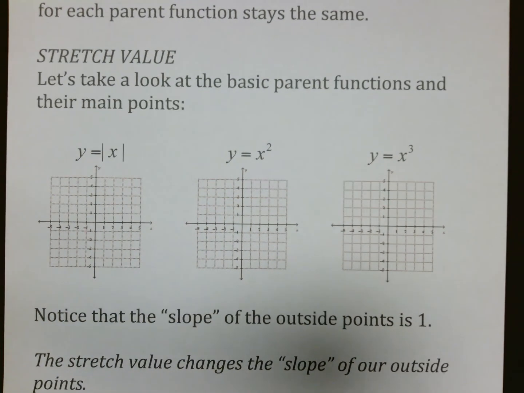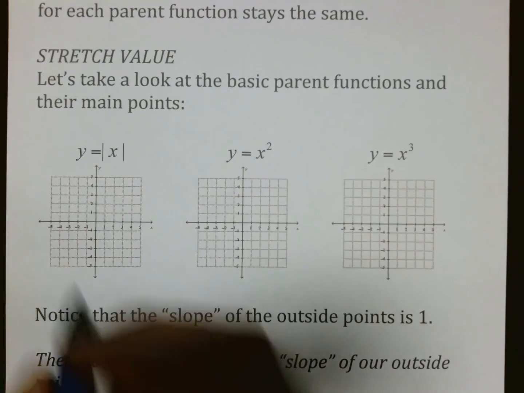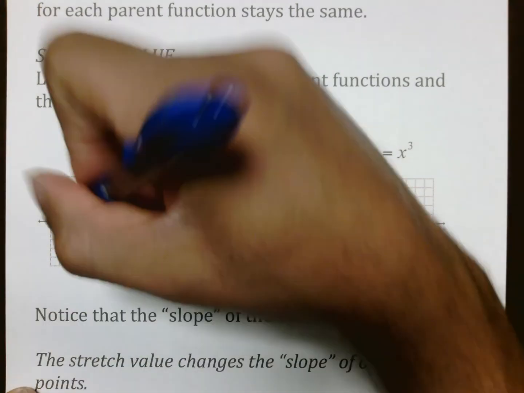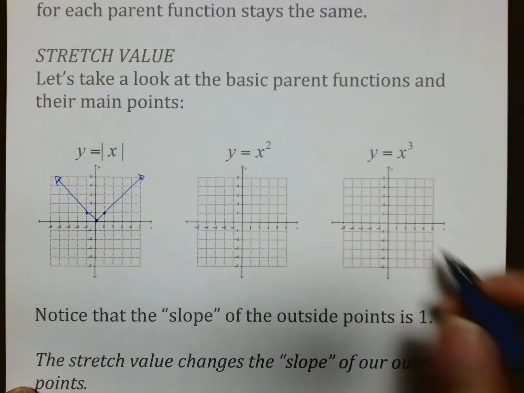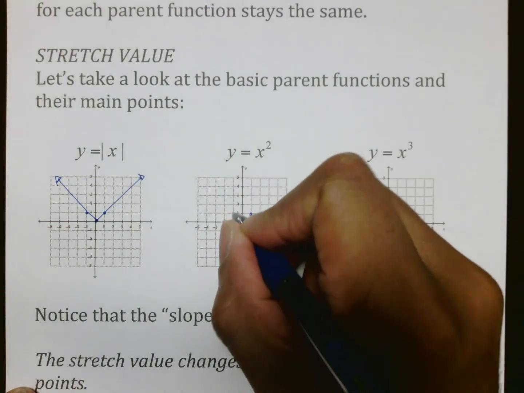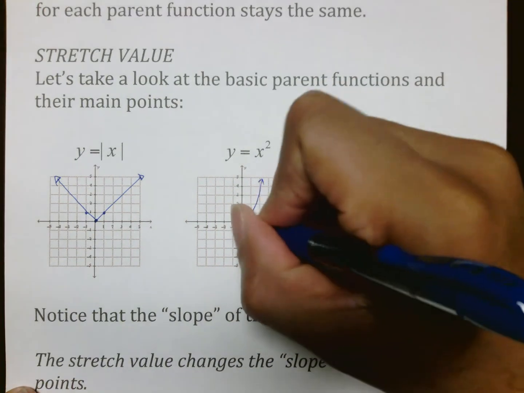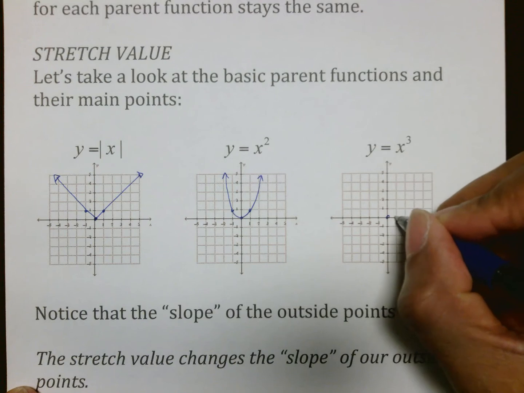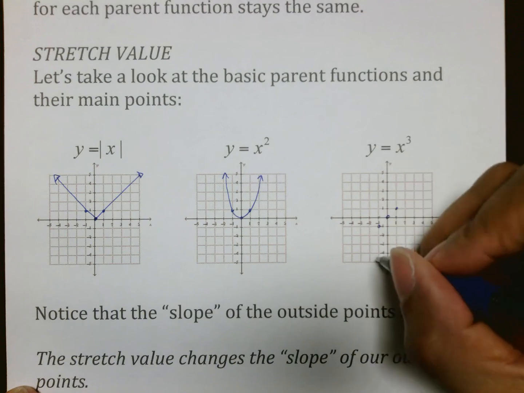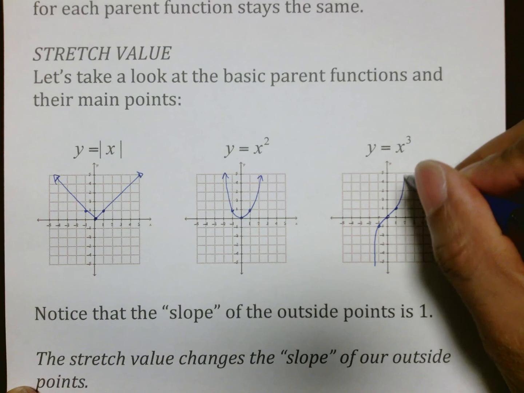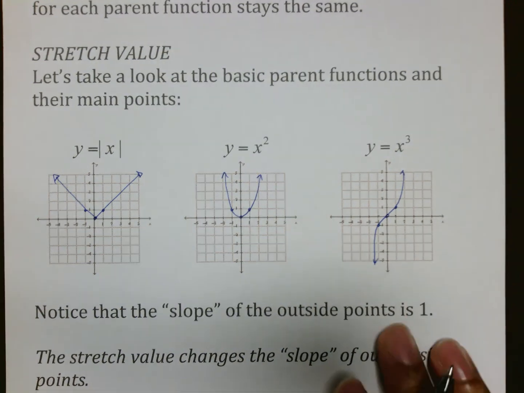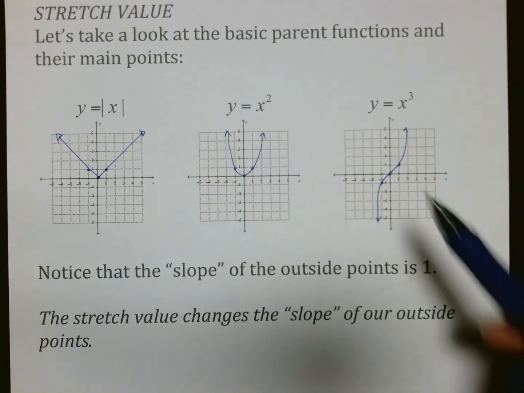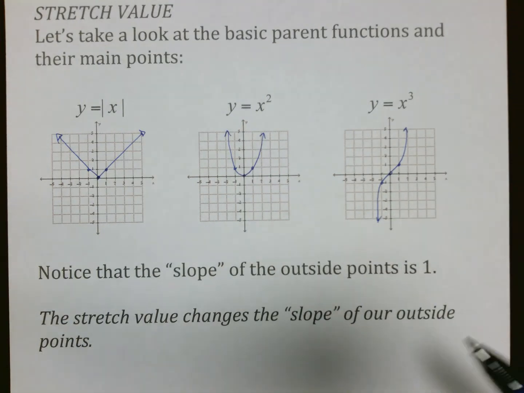Stretch value, let's take a look at some basic functions and their main points. We know that this goes over 1 up 1 back 1 up 1, and the line is then drawn. We know this goes over 1 up 1 back 1 up 1, and then you put a U-shaped parabola in there, and we know that this one goes starting at 0 0 over 1 up 1 back 1 down 1, and you draw a kind of curve through that shape. If you notice, the slope of the outside points, and by outside points I mean those two, not the home point, is 1. In other words, we went over 1 up 1 back 1 down 1, all that stuff.